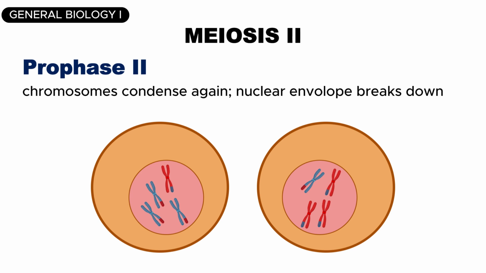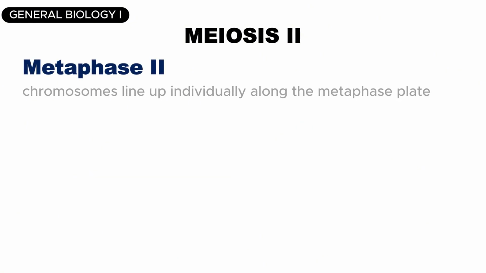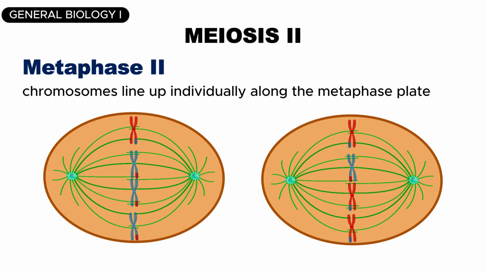The nuclear envelope, if it reformed during telophase 1, breaks down and new spindle fibers form, preparing for the next division. During metaphase 2, the chromosomes line up individually along the metaphase plate, just as they do in mitosis. Spindle fibers from opposite poles attach to the centromeres of the sister chromatids, ensuring they are aligned for separation.